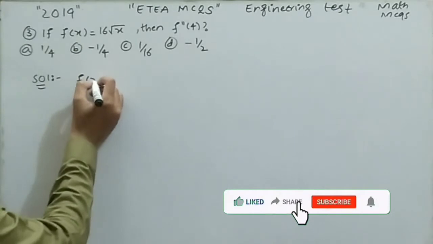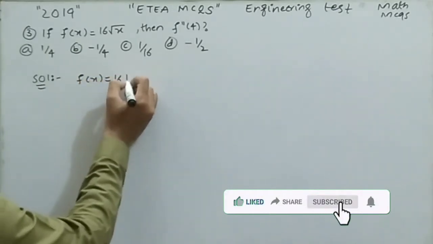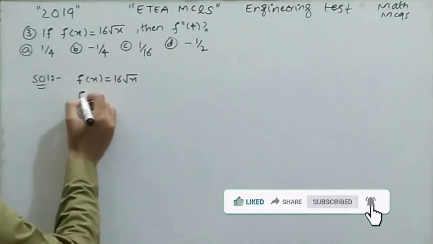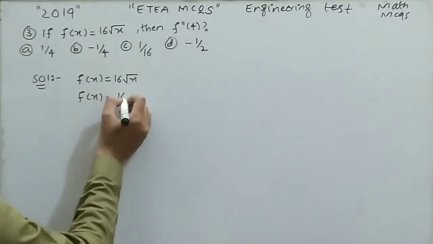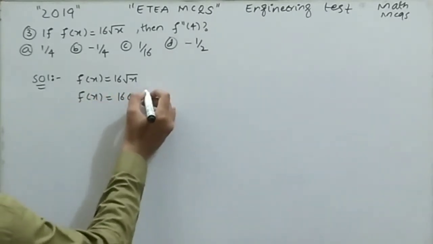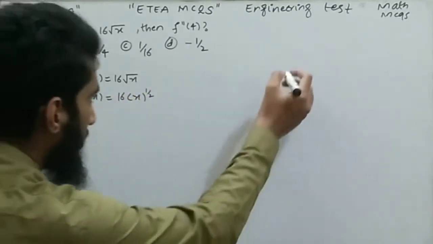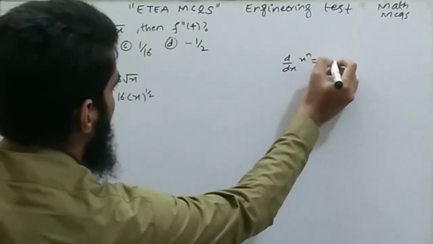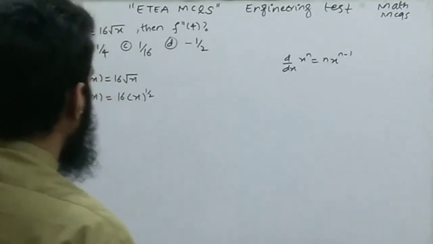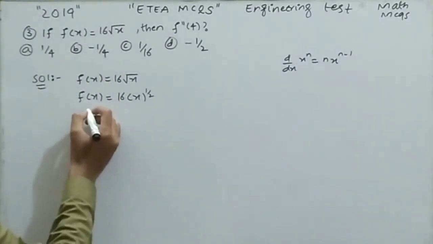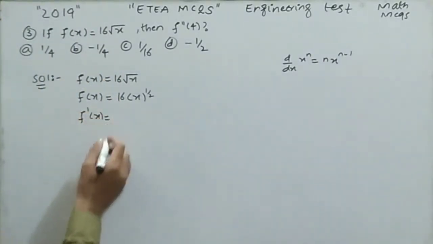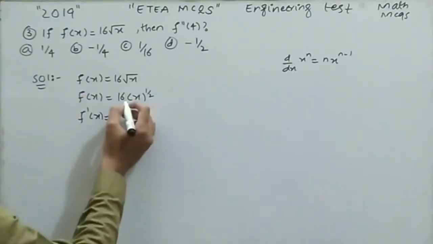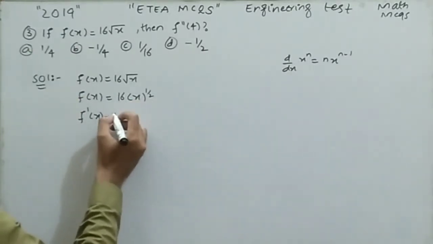Our given function is f of x equal to 16 times the square root of x. So we can write the function in the form of 16 into x power 1 by 2. Now you know that the derivative of x power n is always equal to n x power n minus 1. So using the same rule over here, we get f prime of x. F prime of x means that we differentiate this function for the first time.